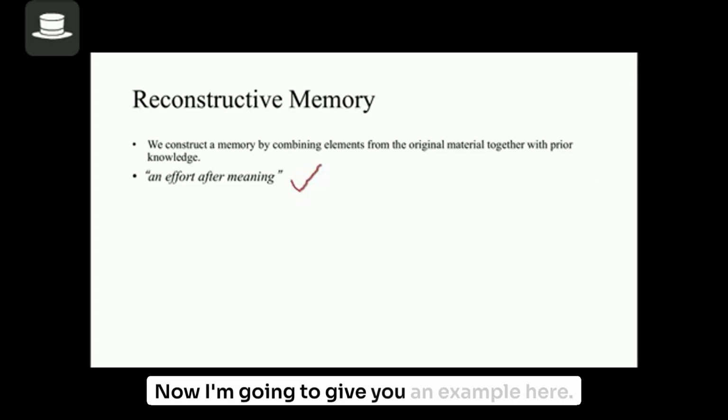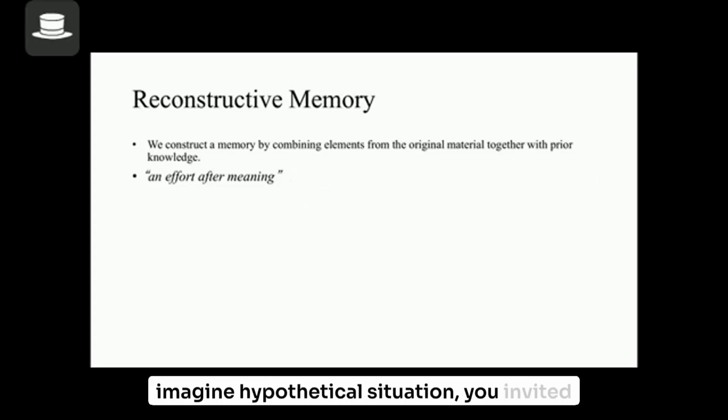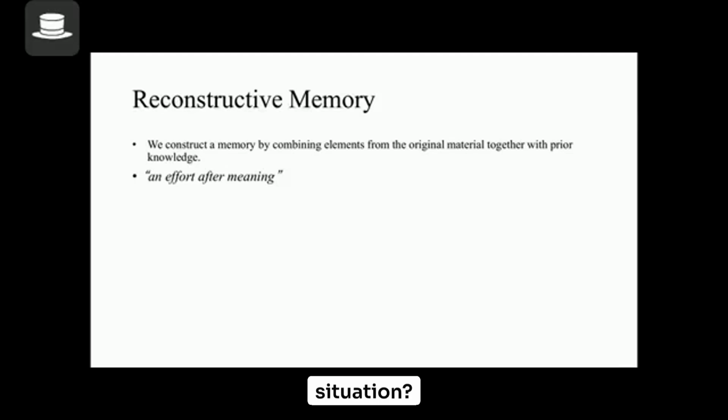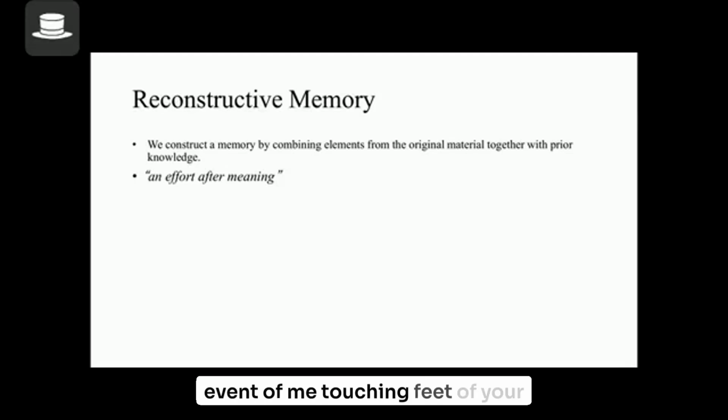Now I'm going to give you an example here. It may sound weird to start with, but I just want you to imagine a hypothetical situation. You invited me to your wedding, and when I came there, you introduced me to your grandmother, and I touched her feet. What do you think you'll make out of this one? How do you make sense of this particular situation? What would be your memory of this particular event of me touching the feet of your grandmother?